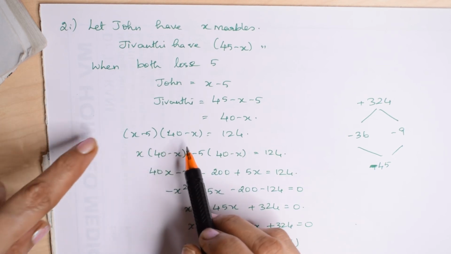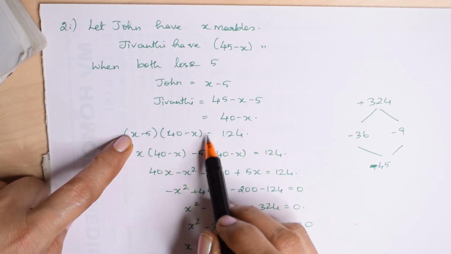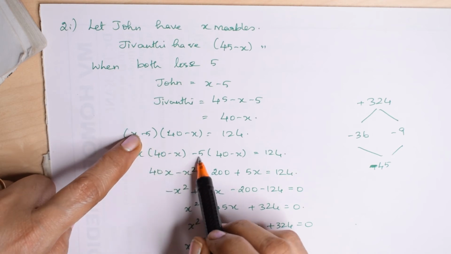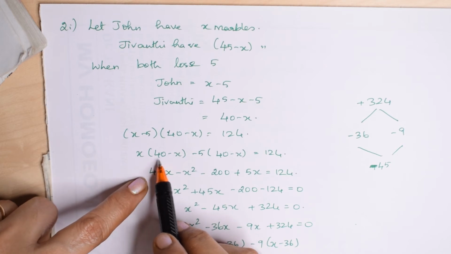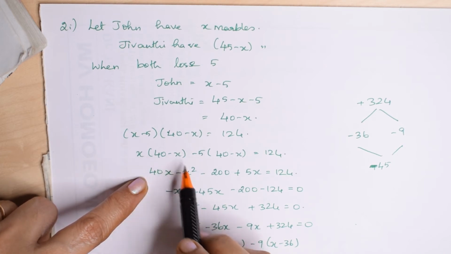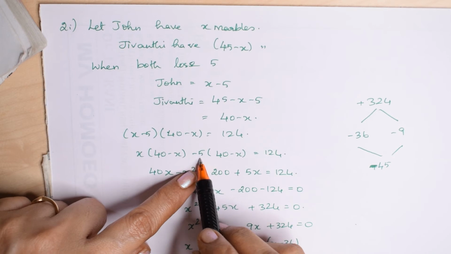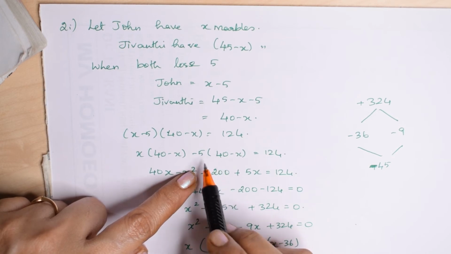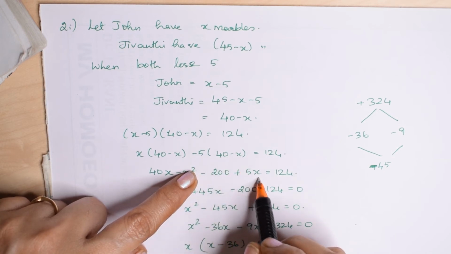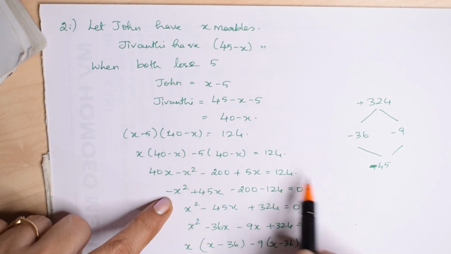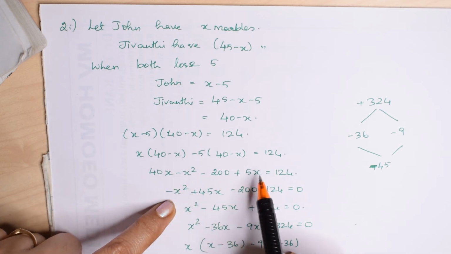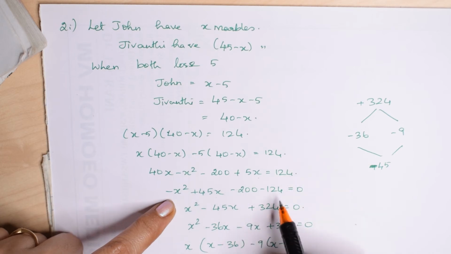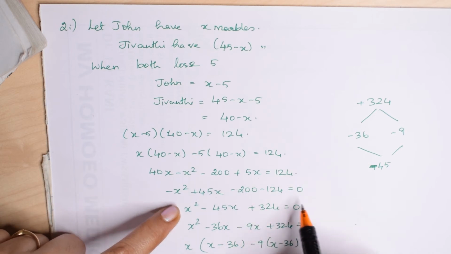I multiplied here. First term x into the whole bracket 40 minus x, minus 5 into the whole bracket 40 minus x is equal to 124. x I am bringing inside. x into 40, 40x. x into minus x square. The next term minus 5 into 40, minus 200, minus into minus plus 5x is equal to 124. Then I am simplifying the equation. I want the x square term in the beginning. So x square, then comes 40 and 5, 45x and minus 200, and this 124 also comes here. So it becomes minus 124, and all the sums up together.